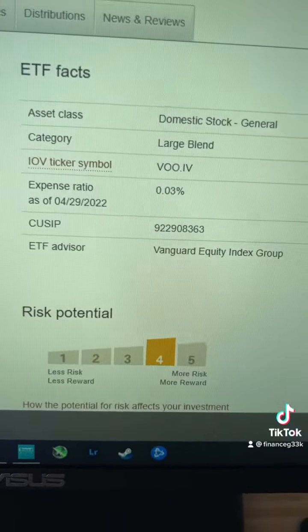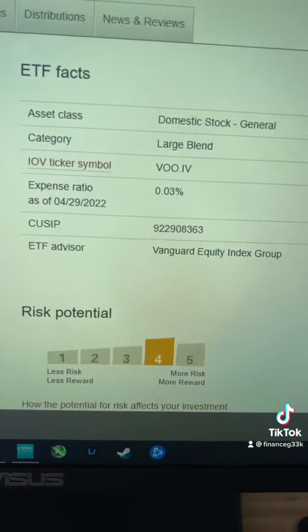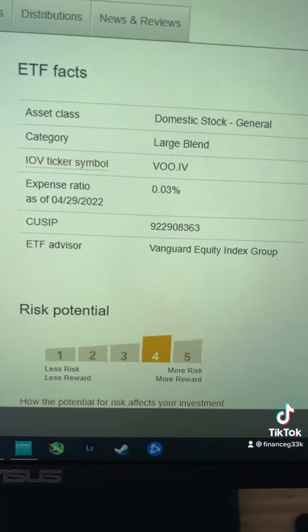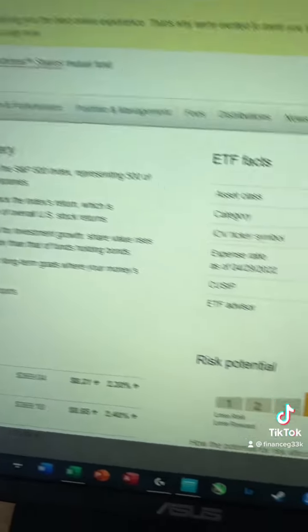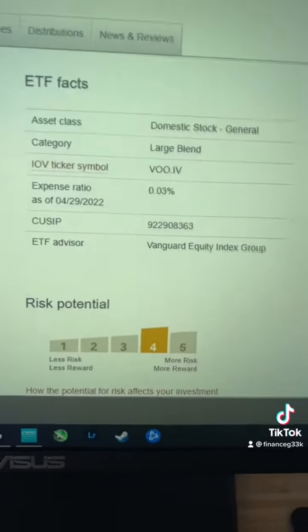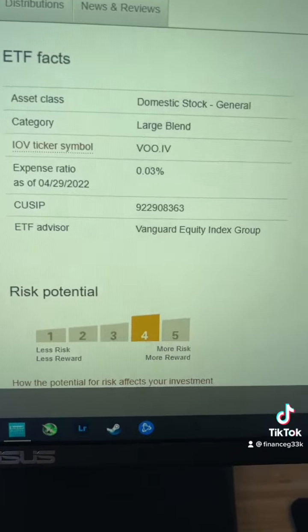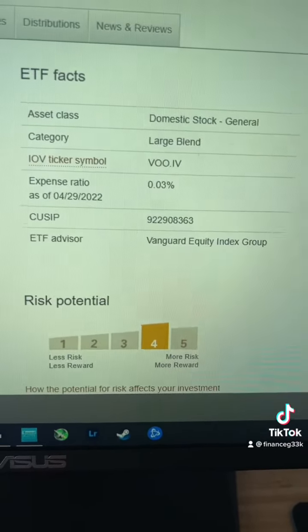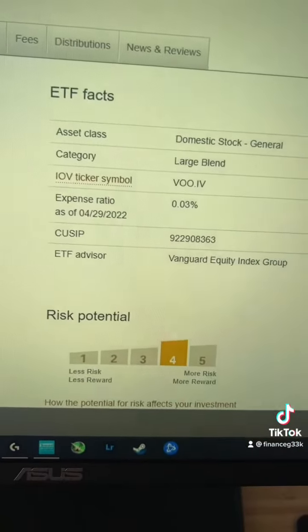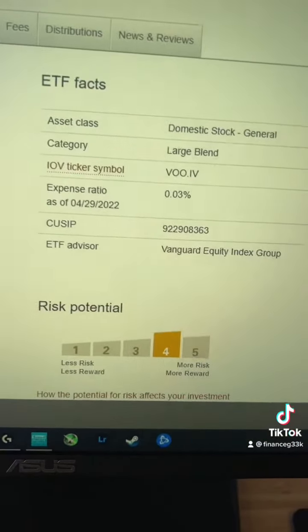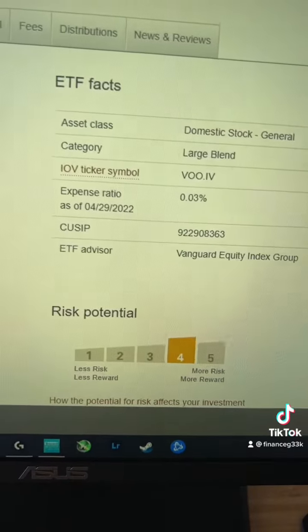So here's just a quick example of one of my favorite ETFs. It's called VOO, that's the ticker symbol. It's a Vanguard S&P 500 index fund. And basically this is considered a passively managed index fund and it tracks the S&P 500 benchmark. So the expense ratio is very low. It doesn't cost a lot. There's not very many fees to invest your money in this type of fund.